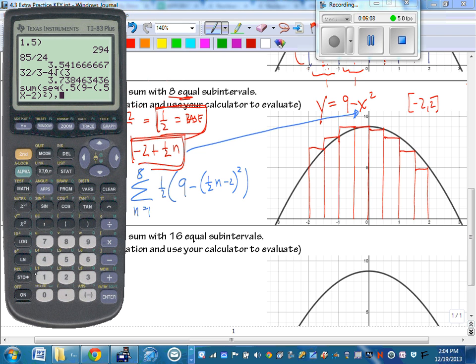Next thing we want is the variable, which is x, comma. Next thing we want is our starting value, which is 1, comma. Ending value is 8, comma. And the last thing is the step, how much it goes up by each time. So 1. We have our first subinterval, second, third, fourth, all the way up to the 8th. And then hit enter, and we get an area of 30.5.